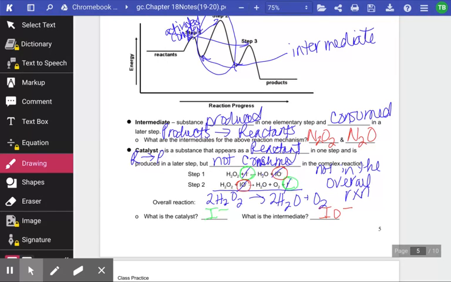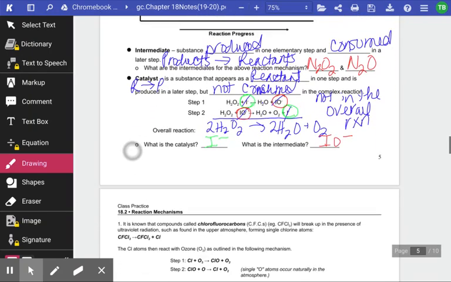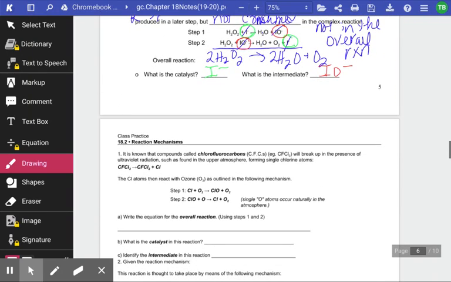That's going to be it for our notes today. The next part of our notes, the class practice there, we're going to do in a mandatory session together to make sure that we're all understanding reaction mechanisms.